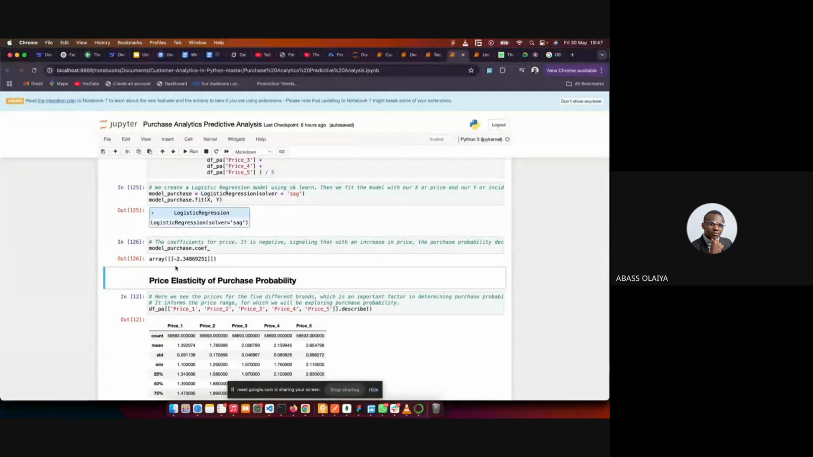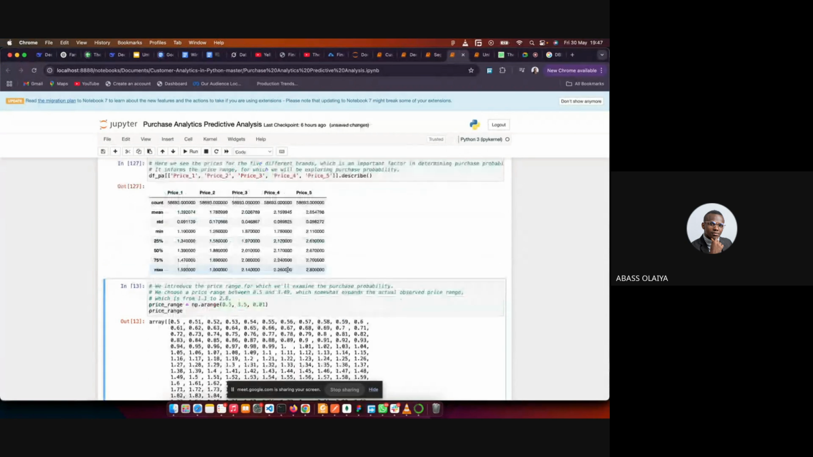So here we're just looking at the model coefficient. I don't want to start doing mathematics in this class, but this is the coefficient of the model, that is, when everything is set to 0, this will be the prediction. That's the easiest way for me to explain it. So here is our data set, and we have price 1, price 2, price 3, price 4, price 5. We did the normal description that we did the other time.